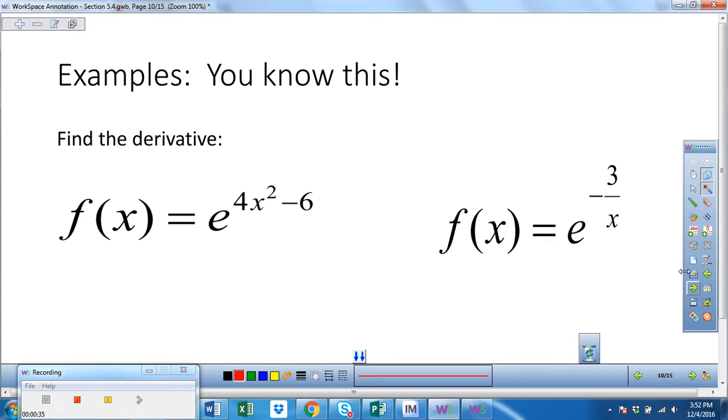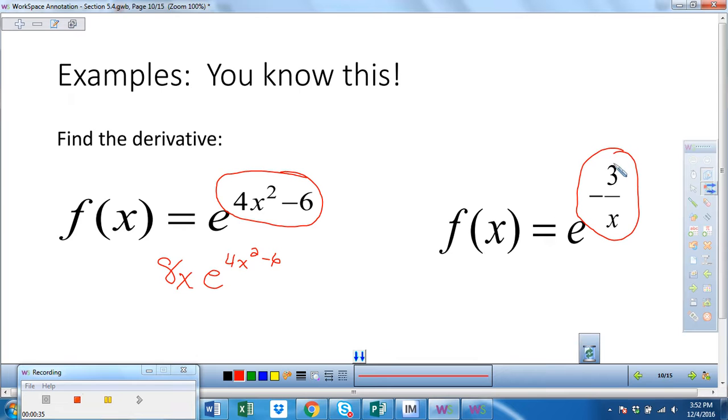Okay, so we want to find the derivative, so we have to remember to use the chain rule. We have to find the derivative of the inner function first. The derivative of 4x squared is 8x, and then the derivative of e to the u is simply e to the u. Same thing here. I have to take the derivative of this function first. I can write this as negative 3x to the negative 1, so the derivative of that would be 3x to the negative 2. And then e to the u is simply e to the u. Of course, there are different ways of writing and simplifying that.